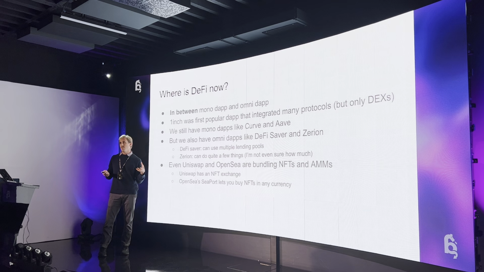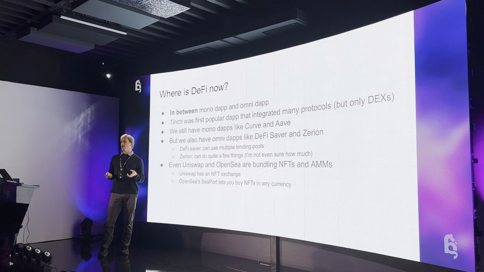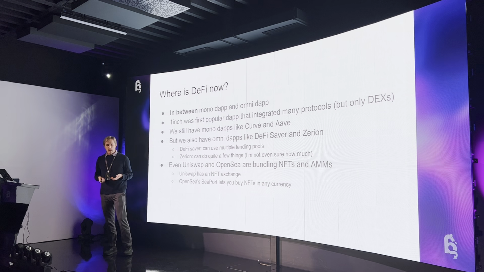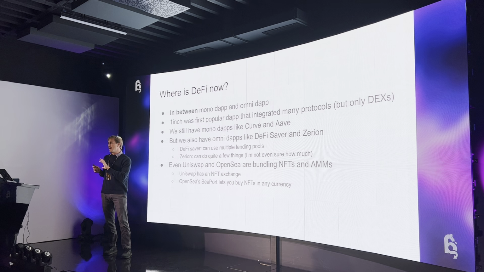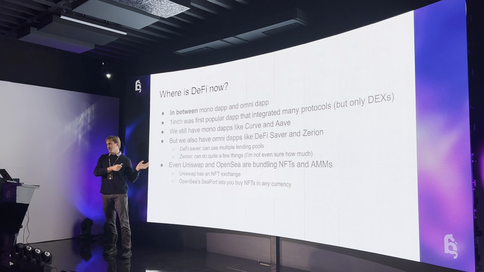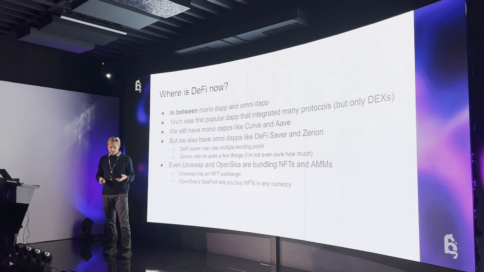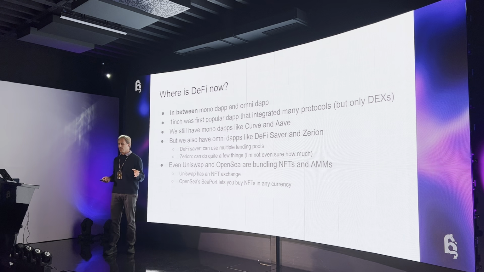OpenSea, through their Seaport smart contract, lets you buy and sell NFTs using not just ETH, which is the main asset that NFTs are listed in, but also using stable coins and pretty much any token you want. And so what's happening under the hood for OpenSea is that anytime you buy an NFT with an asset other than ETH, you're bundling together swapping through an AMM to get the token the user wants, and bundling together the NFT exchange. So that's where DeFi is right now.